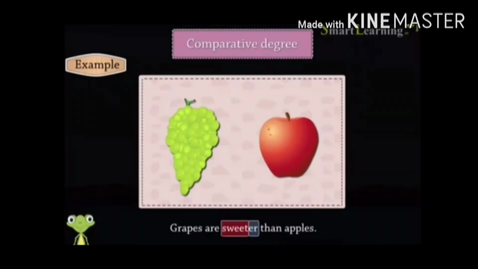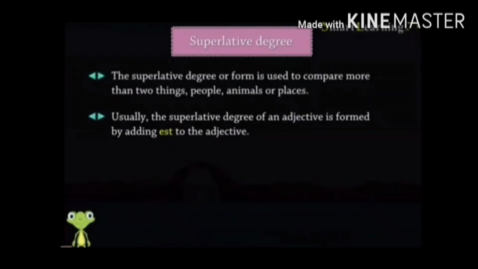Here, than is used after the adjective. See, than, T-H-A-N, than is used after the adjective. So, in a comparative degree, after the adjective, than is used. So, grapes are sweeter than apples is an example of comparative degree. So, here we have added er to sweet. Er suffix to sweet to compare two fruits, and we have also used than after the comparative adjective sweeter. So, grapes are sweeter than apple.